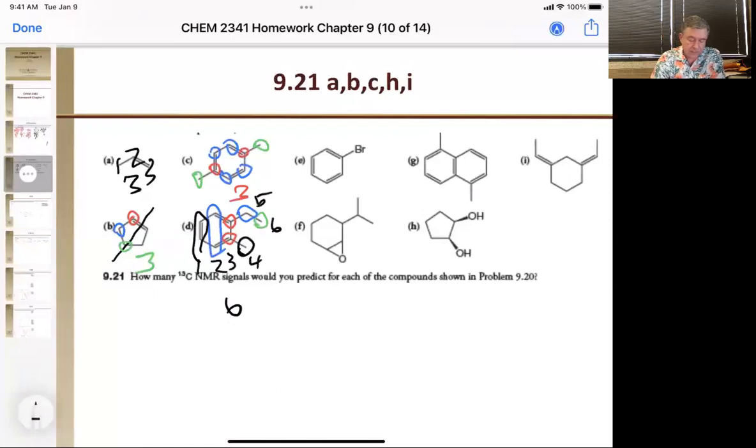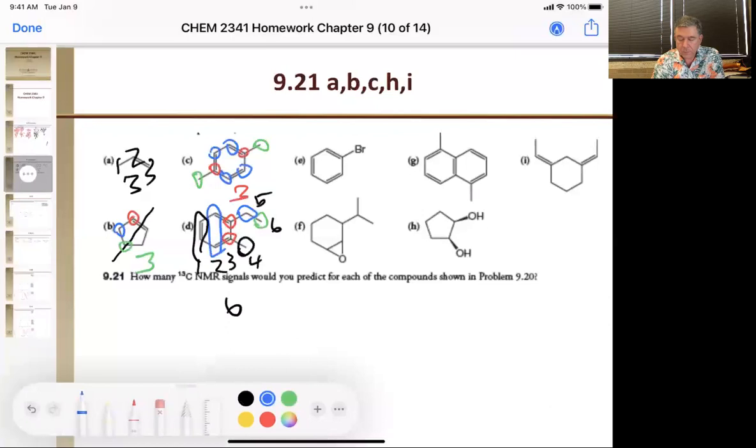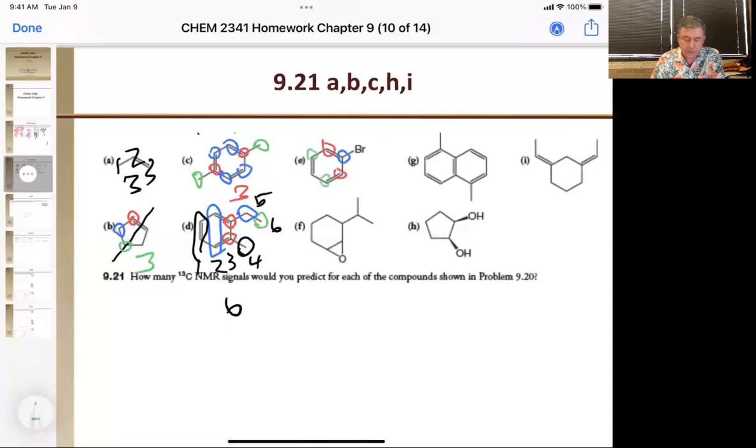All right, let's go to E. We have 1 here because it's the only one with the bromine. 1, 2 here because those are next to it. We have these 2, which are next to it and symmetrical, and then this last one. So we have a total of 4 peaks.